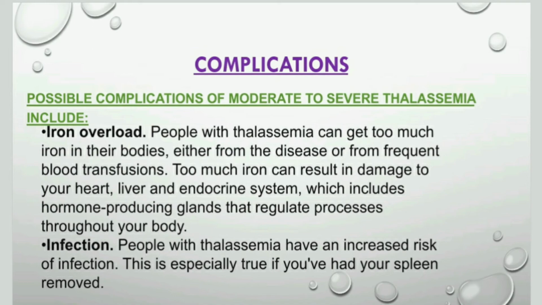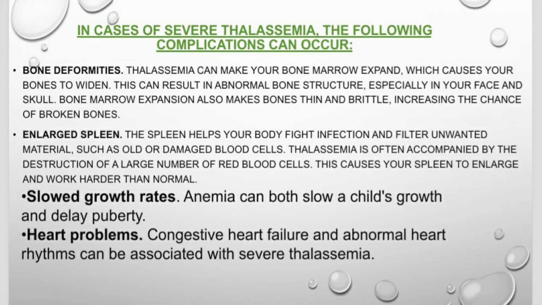People with thalassemia have an increased risk of infection. This is especially true if you have had your spleen removed. That means if a person has had his or her spleen removed, then the chance of infection is more, as the patient of thalassemia themselves has the risk of getting infection. Another complication occurs in cases of severe thalassemia.